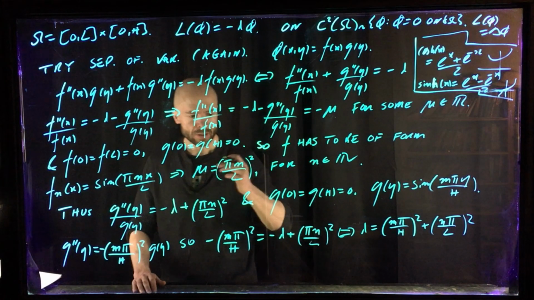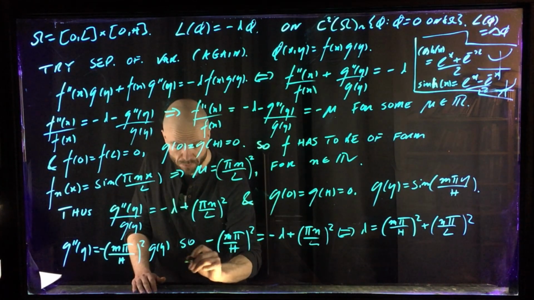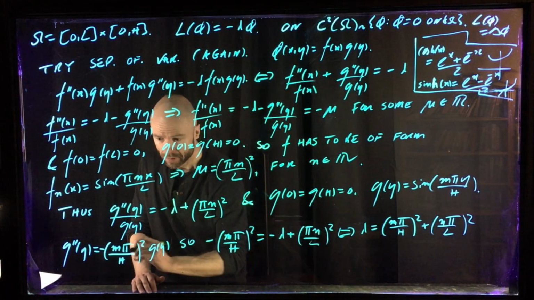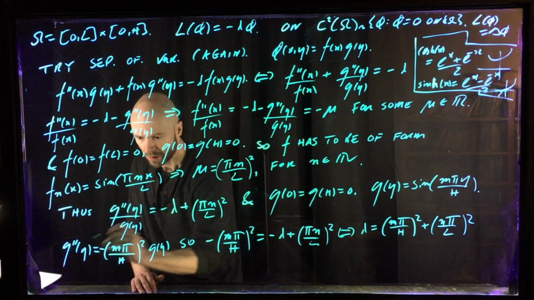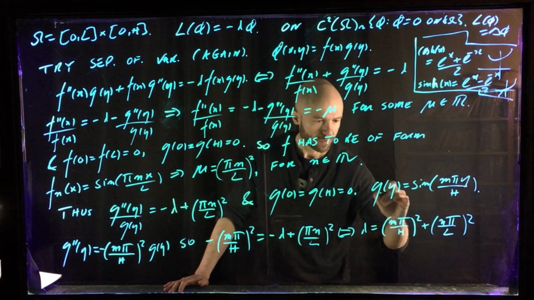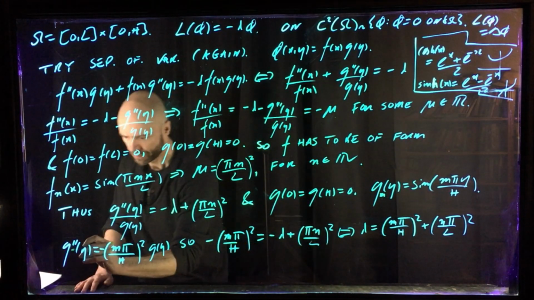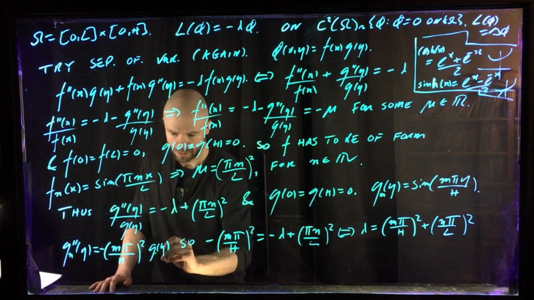And we have that this thing, let's call it actually lambda, depending on m and n, like this.